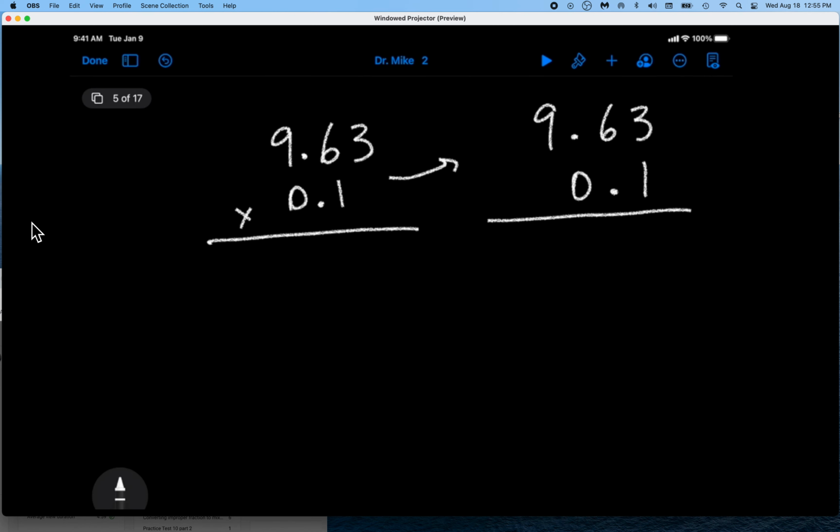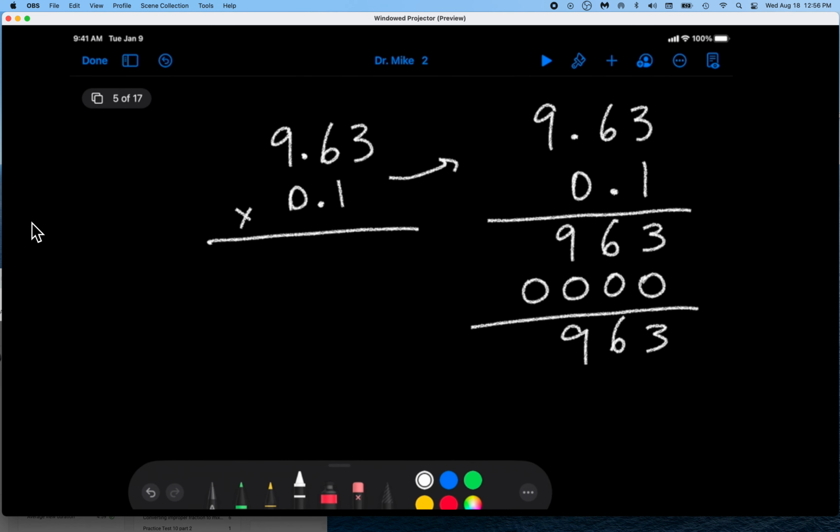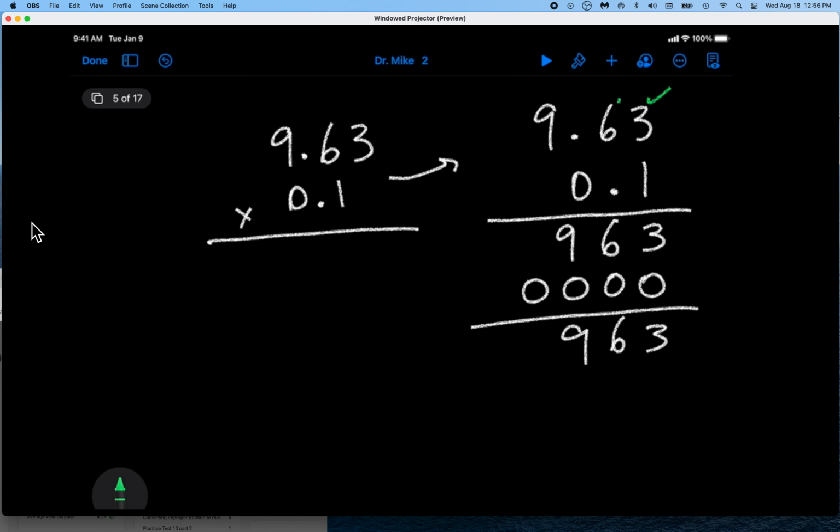I'm going to ignore the decimal places. 1 times 3 is 3. 1 times 6 is 6. 1 times 9 is 9. Placeholder 0. 0 times 3 is 0. 0 times 6 is 0. 0 times 9 is 0. Add them. Now I'm going to address my decimal place. I have 1, 2, 3 digits located on this side of the decimal. Therefore, I'm going to move this 1, 2, 3. Final answer is 0.96.